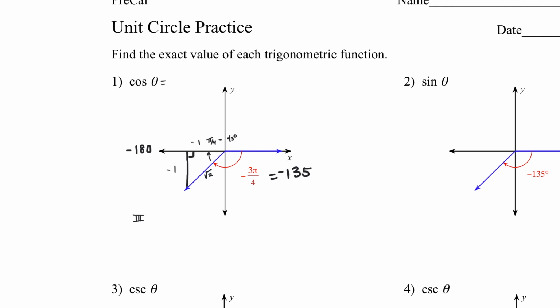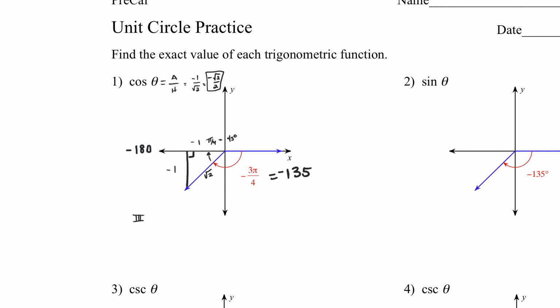We know that cosine of any angle is going to be the adjacent over the hypotenuse, and that's no different here. And so I'm going to write down that value, which is going to be negative 1 over the square root of 2. But we've seen this enough times to know that it rationalizes to negative square root of 2 over 2. And that's how that works.